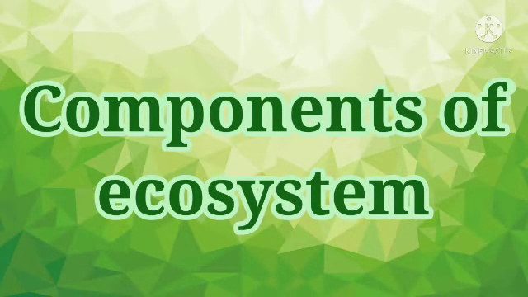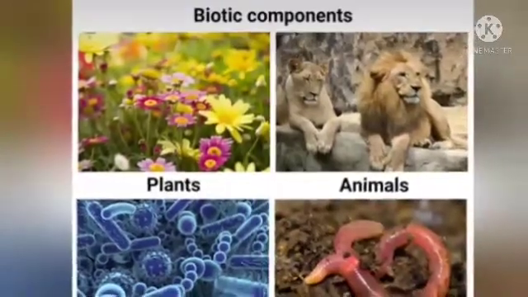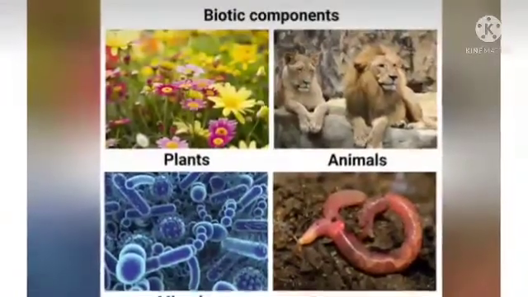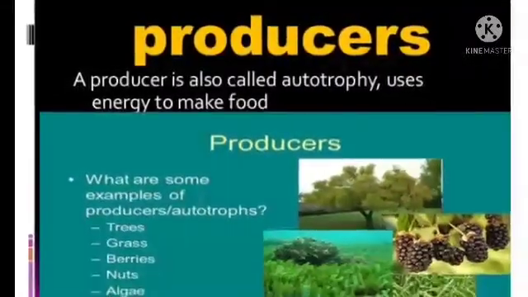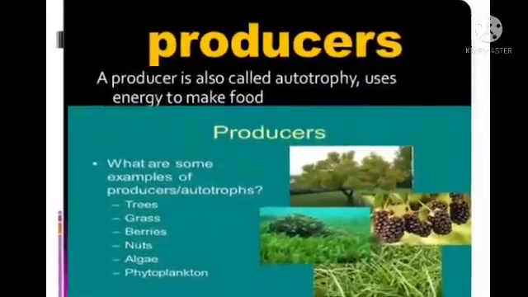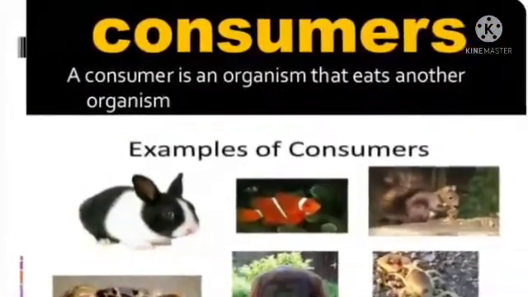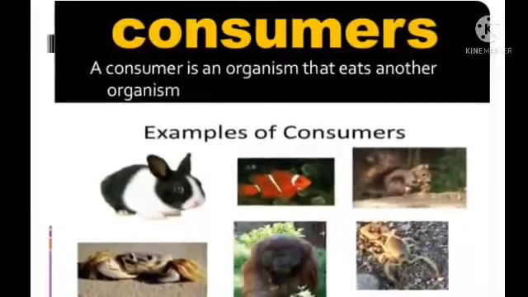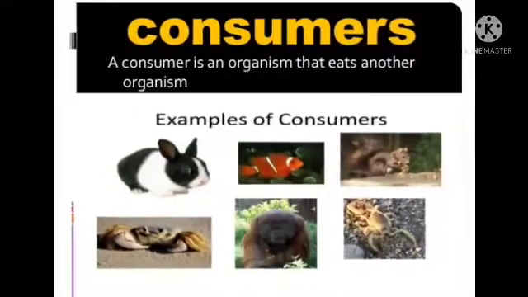Components of an ecosystem. There are two main components. First one, biotic component, which is the living components like plants, animals, and microorganisms. All living organisms are divided into categories. First one is producers, which are the green plants which produce food by photosynthesis. Second one is consumers. All animals which directly or indirectly depend on producers are consumers. These are herbivores, carnivores, omnivores, and parasites.